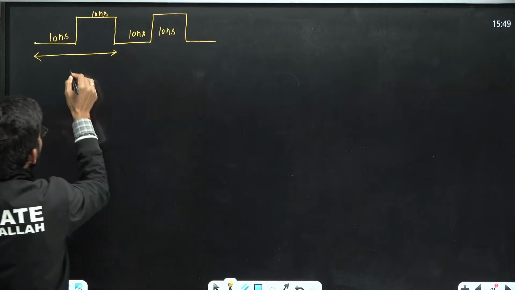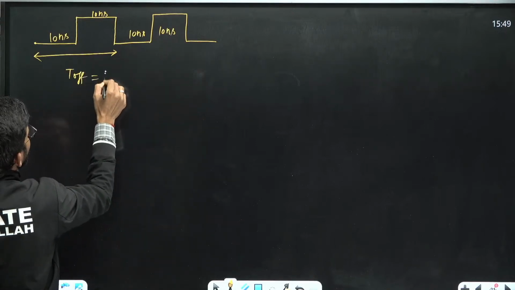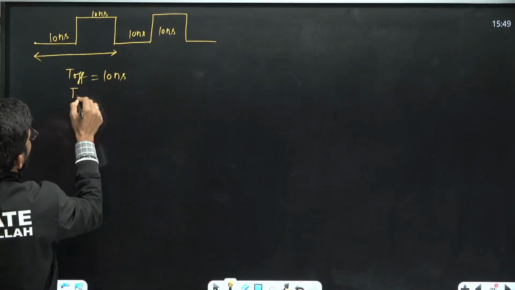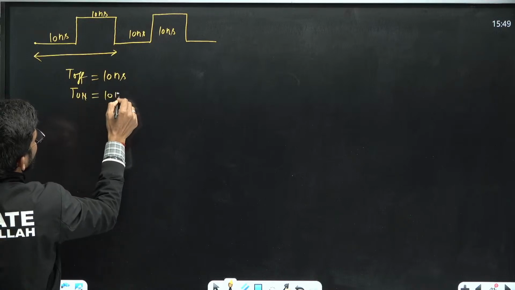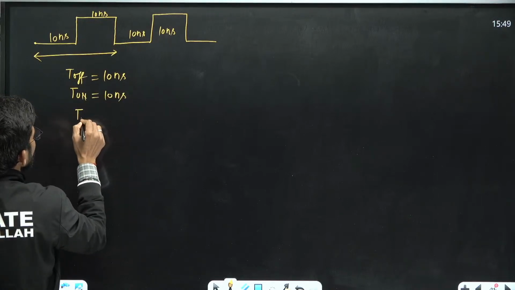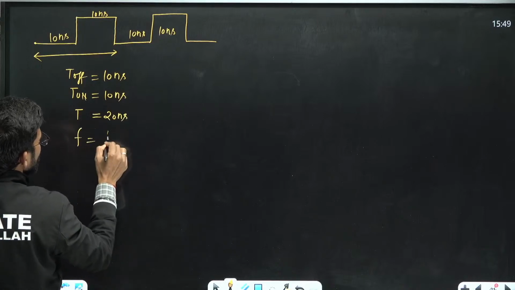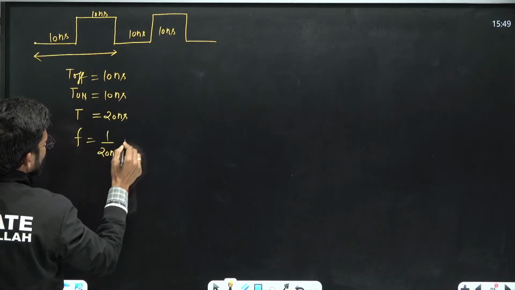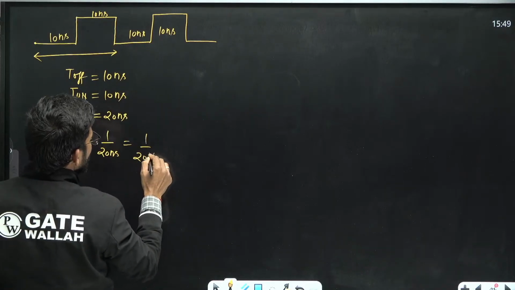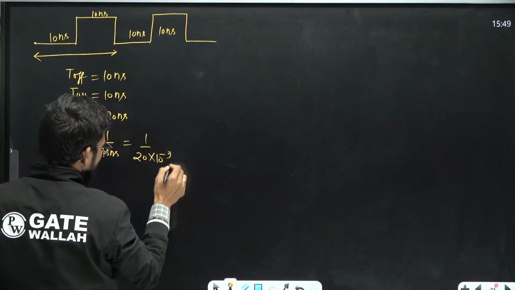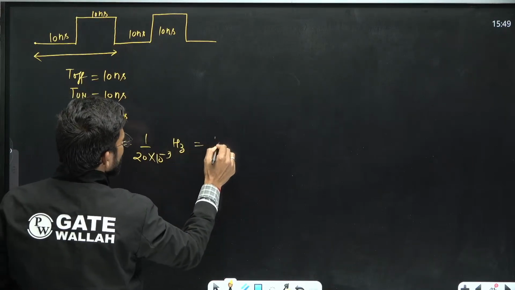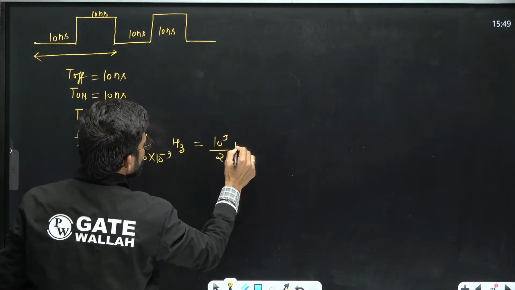So the off time is 10 nanosecond, the on time is 10 nanosecond. The total time period T is 20 nanosecond. Then frequency f is 1 upon 20 nanosecond, so 1 upon 20 into 10 to the power minus 9 second, and the unit is hertz. This will be 10 to the power 9 upon 2 hertz.